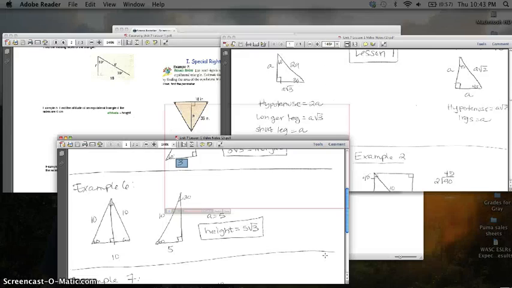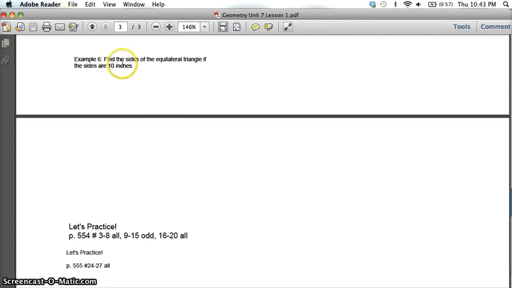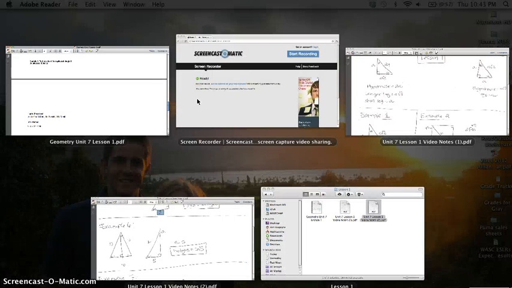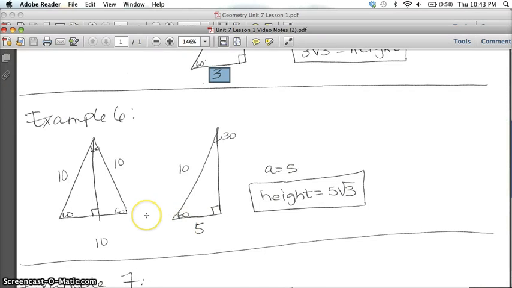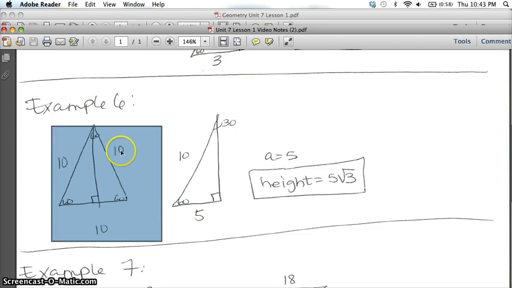Now let's go ahead and look at example 6. It's very similar. Example 6 says, find the height of the equilateral triangle if the sides are 10 inches. So we're going to first draw an equilateral triangle. Remember, equilateral means that all the sides and angles are congruent. So I went ahead and drew my equilateral triangle, and I made all of my sides equal to 10. And then I made all my angles equal to 60 degrees. And again, it wants us to find the height.